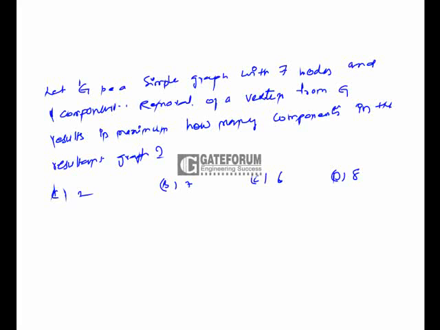G is a simple graph with 7 nodes and 1 component. Removal of a vertex from G results in maximum how many components in the resultant graph? Here it is given that G is a simple graph with 7 nodes and it is having only one component. It means all the vertices are connected. The question is, we have to find the maximum number of components upon the deletion of any one vertex from the given graph. So now let us take a star graph with 7 nodes.